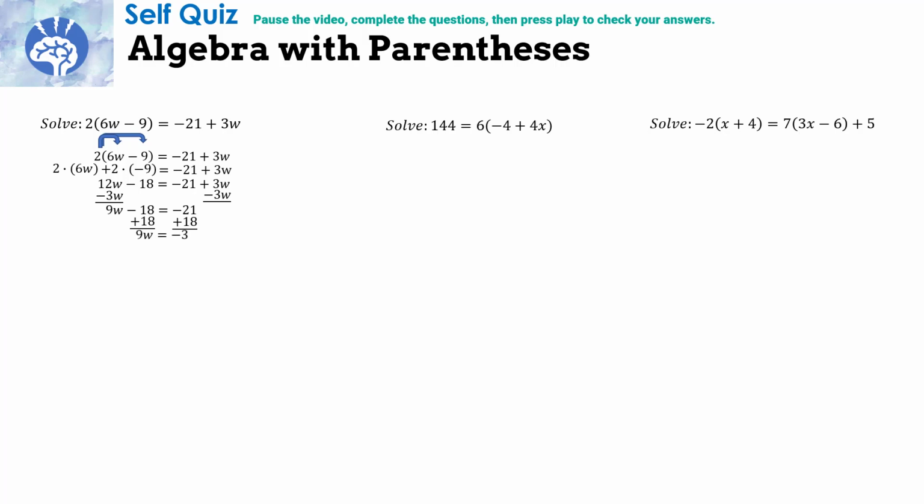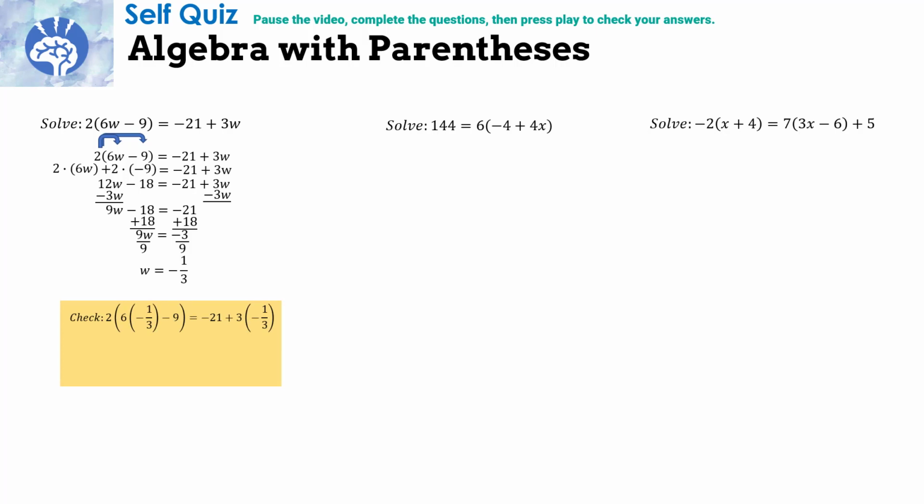But now I need w by itself. Anytime I have a number next to a letter, that means to multiply. The opposite of multiplying is dividing. So I'm going to divide by 9 on both sides of the equal sign. This gives me w equals negative 1/3. Yeah, an answer can be a fraction. Did you check it? Well, let's check it together.